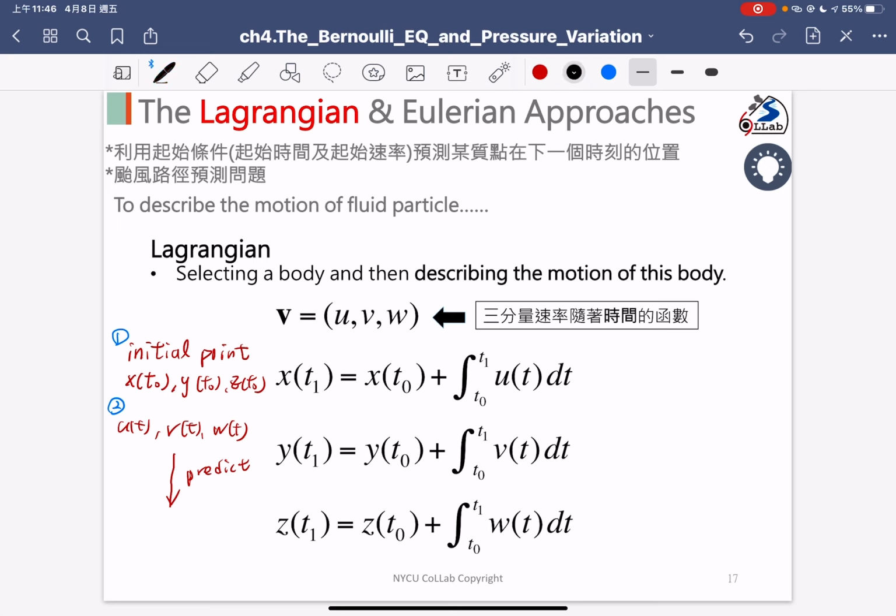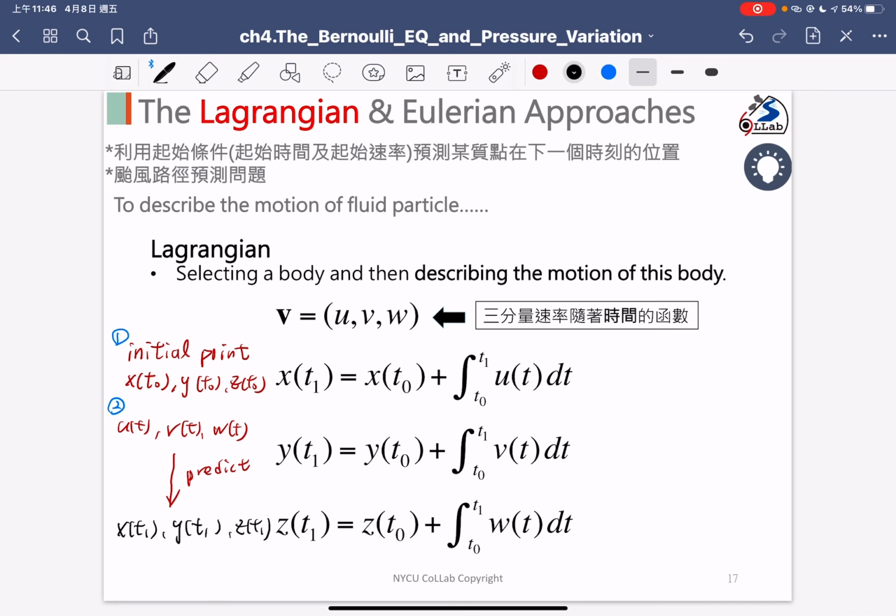So what can I predict? I can predict the location for the t1. So we have the y t1 and the z t1. Okay? So this is Lagrange, because I fixed the one point and I have the function. What's the function? The velocity function. So maybe 10 seconds pass, so I can predict the location after the 10 seconds.